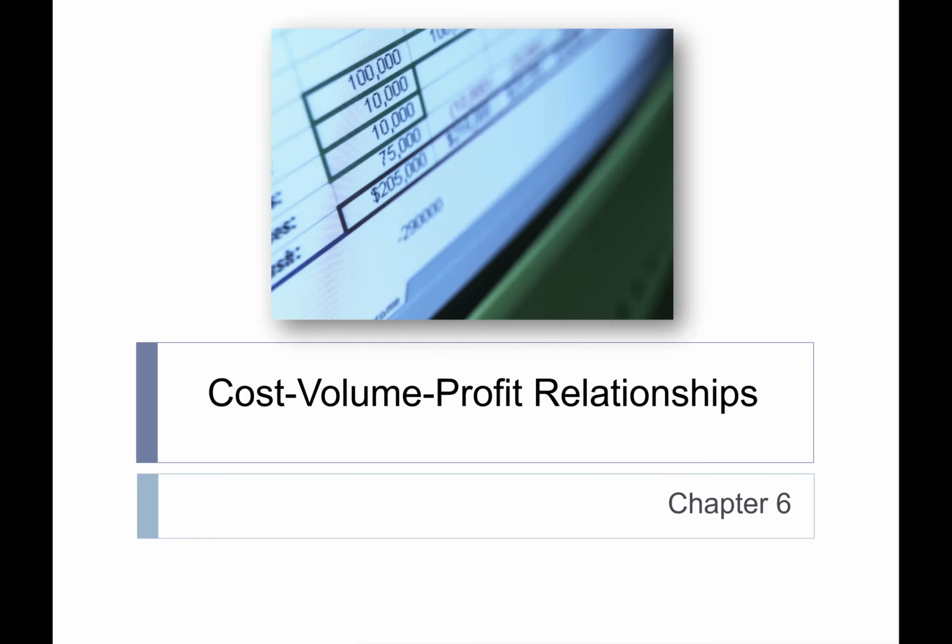So, today we are starting a new chapter named the cost volume profit relationship. We also call this CVP analysis.